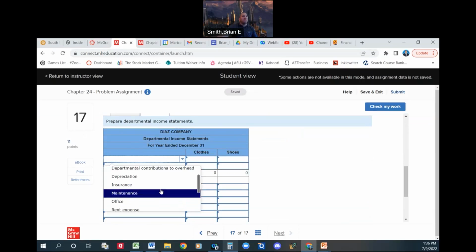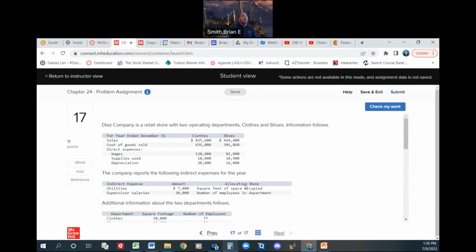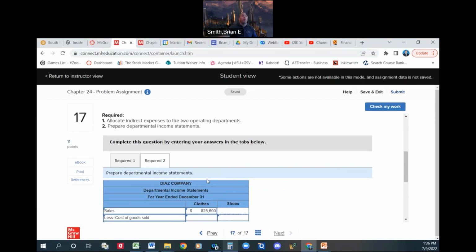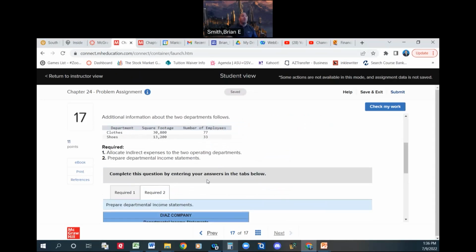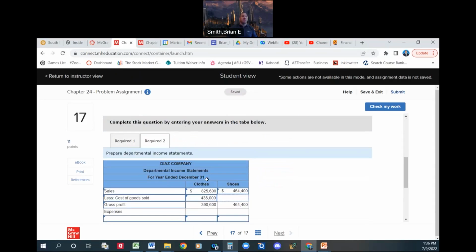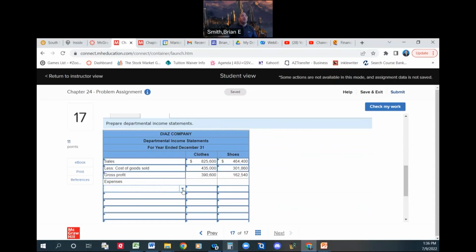Well, we always start off with sales. Sales. And then we are going to subtract out cost of goods sold, and that is going to give us our gross profit or loss. Let's hope for gross profit. Sales was 825,600 for clothes, and shoes was 464,400. Cost of goods sold for clothes was 435,000. And for shoes, it was 301,860. I want to make sure I did that one right. 860. Yep. Okay.